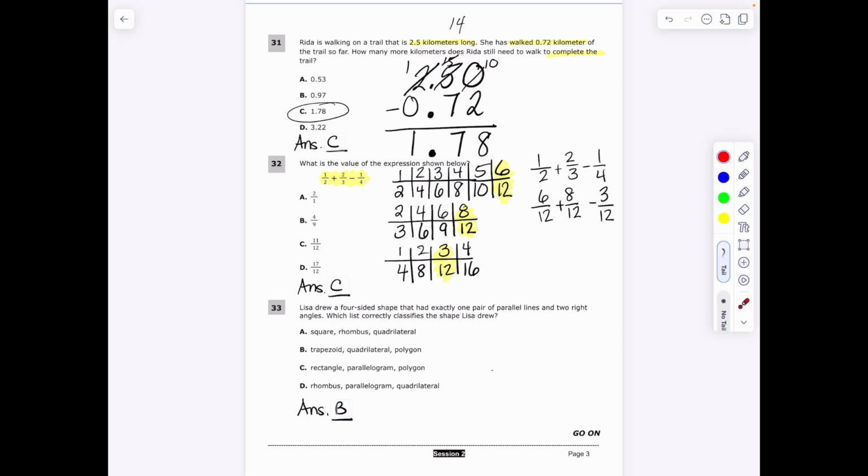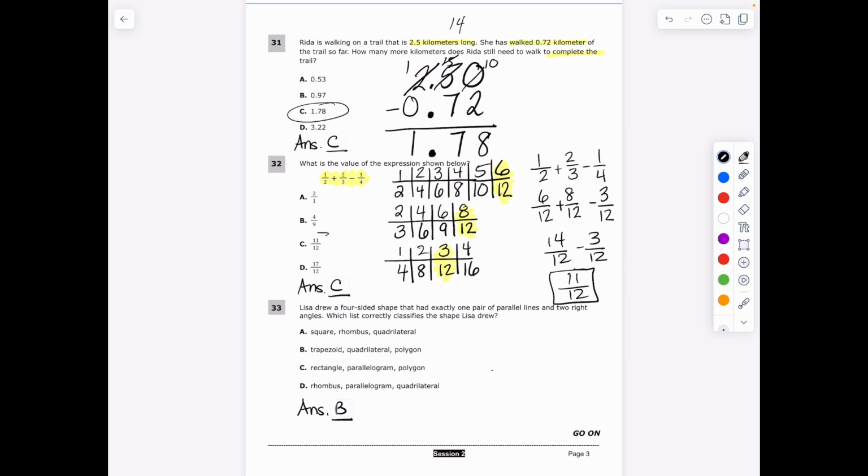This I can do. 6 plus 8 is 14. And 14 minus 3 is 11. So now I've simplified it all together.